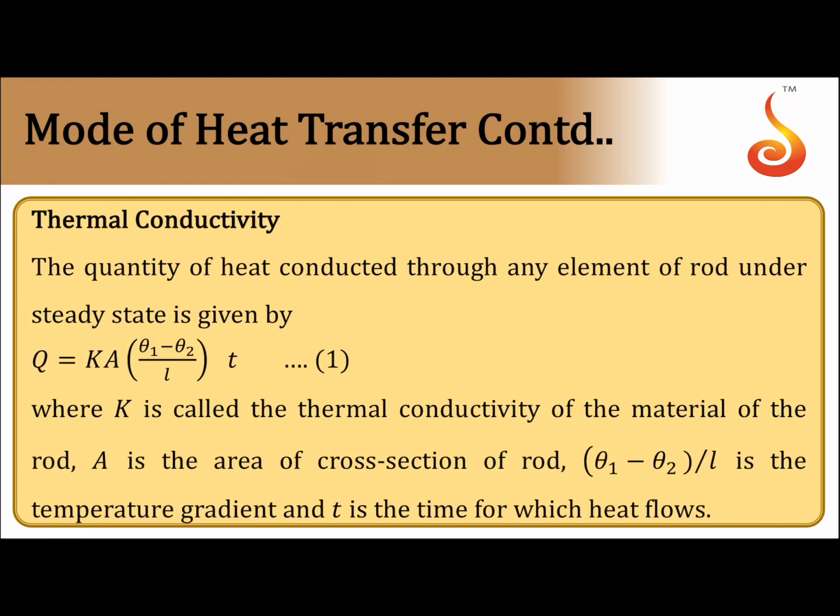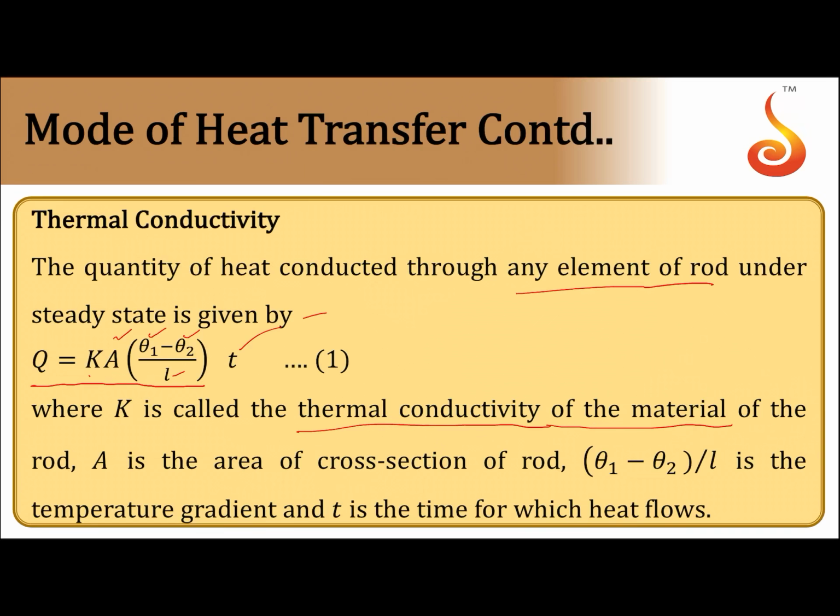Now we will come to the concept of thermal conductivity. The quantity of heat conducted through any element of the rod under steady state is given by Q is equal to K A (theta 1 minus theta 2) t divided by L, where theta 1 is the temperature of the hot end, theta 2 is the temperature of the cold end, and L is the length of the rod between the hot and cold ends. A is the area of cross section of the rod, and t is the time for which the heat is allowed to pass. K is a constant, the coefficient of thermal conductivity of the material of the rod. Thermal conductivity is constant for a given material. It varies from one material to another.